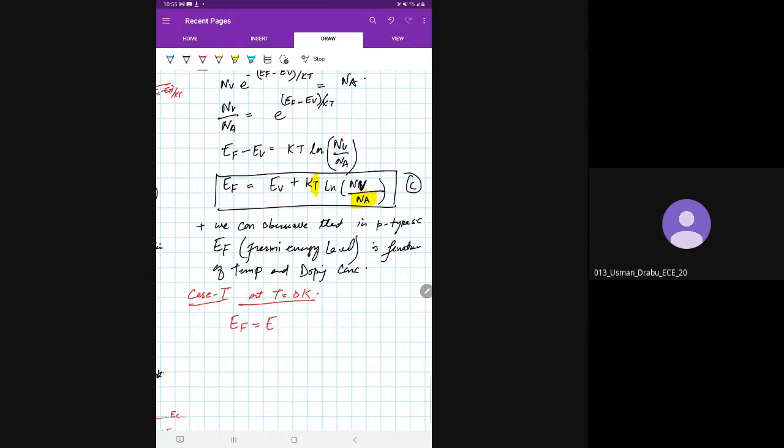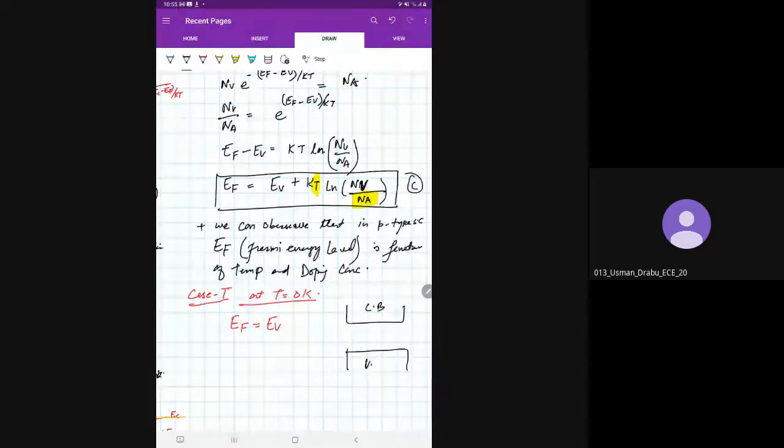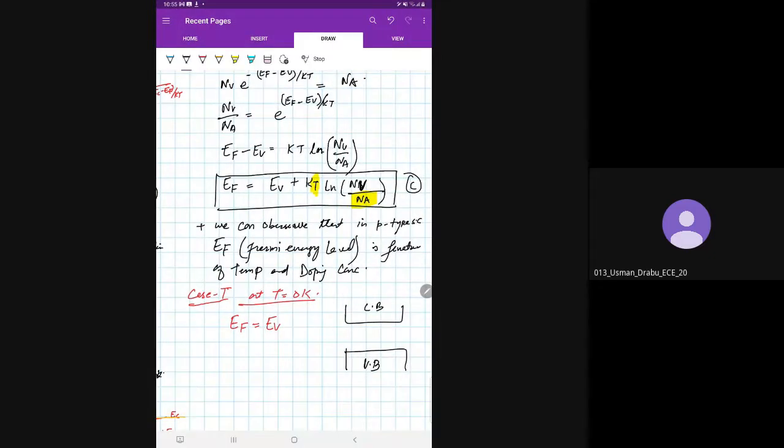EV. EF will be equal to EV. So where will be EV? At the top of the valence band. What is EV? Sir, energy of valence band. It is the maximum energy of the valence band. And EC is the minimum energy of the conduction band.